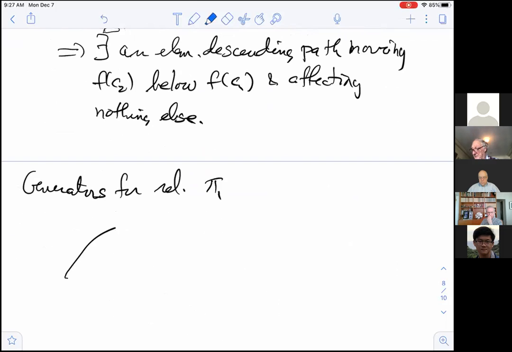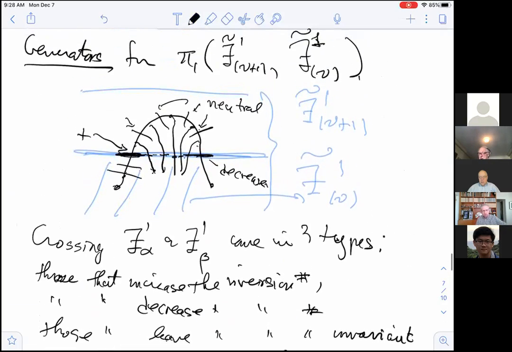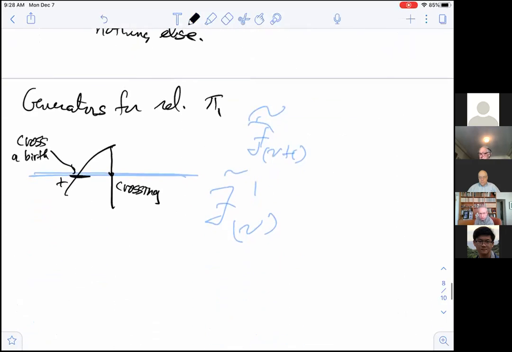So again, we have this crossing from F nu tilde to F tilde nu plus 1. So we have a plus crossing, and that's when we cross here. This could be a crossing or a birth. And then I come back down by a crossing. This can be either a crossing or a birth. It can't be a death because deaths don't increase the critical points. So that's the kind of generator you see out here at the edge, at the extremum.